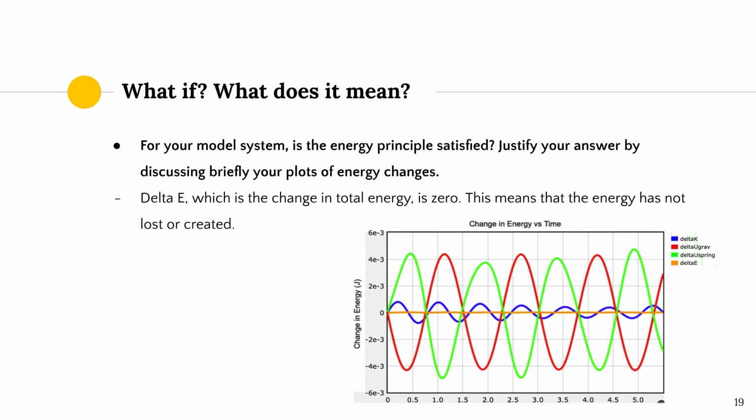There are 2 questions that can be addressed for this lab. First, is the energy principle satisfied? When going back to the graph of change in energy over time, delta E, which is the change in total energy, is 0. This means that the energy has not been destroyed or created.